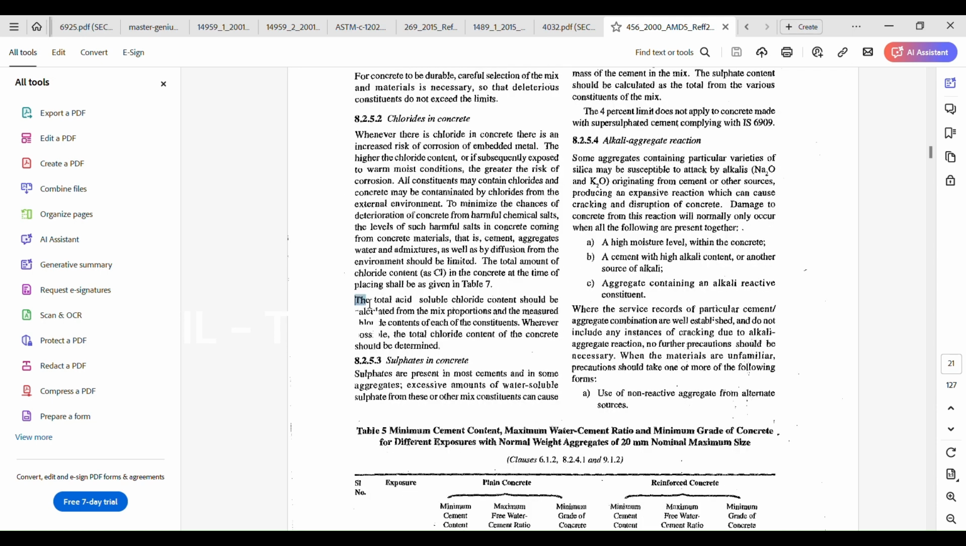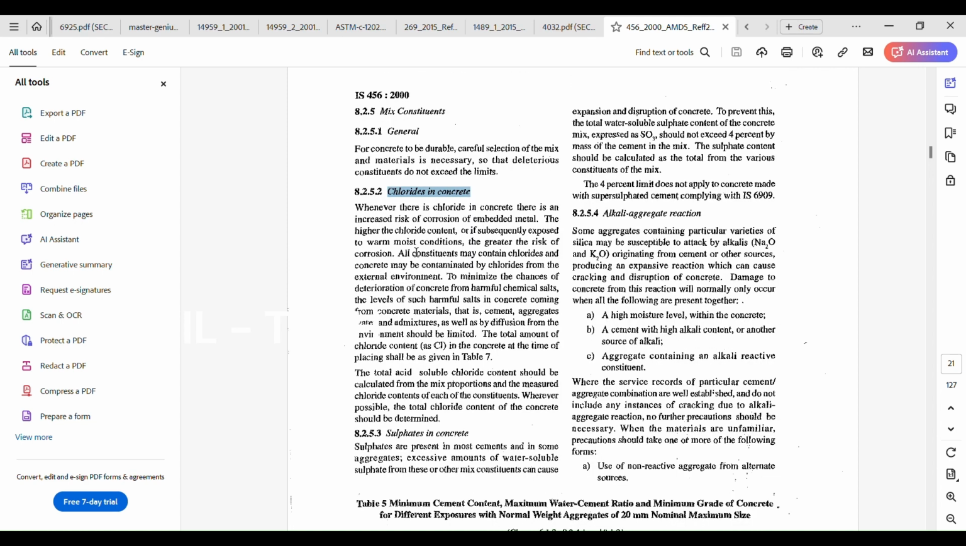And the total acid soluble chloride content should be calculated from the mixed proportions and the measured chloride content of each constituent. Wherever possible, the total chloride content of the concrete should be determined. So we need to calculate each and every material's chloride content percentage and then do the mixed proportions. We can check the total chloride content test for the concrete. This is the explanation of chlorides in concrete. Now we can see the concrete ingredients' chloride content limits and their tests.